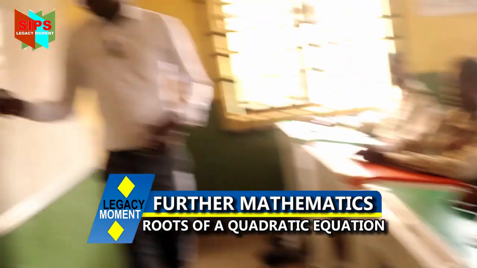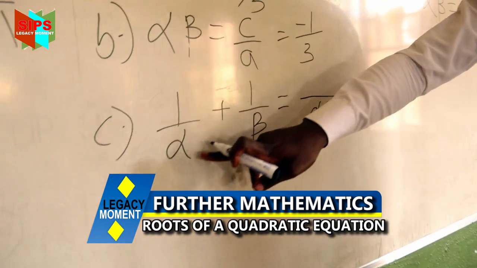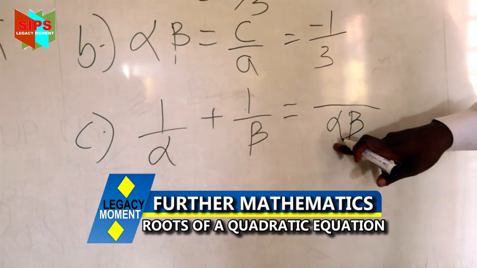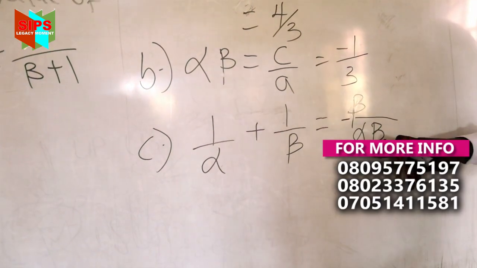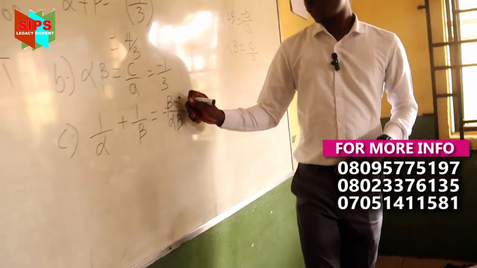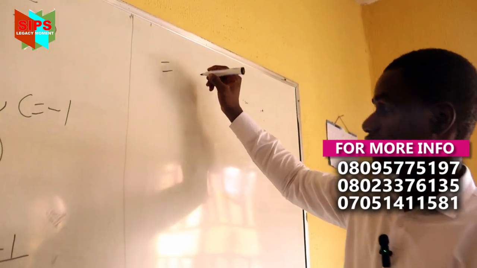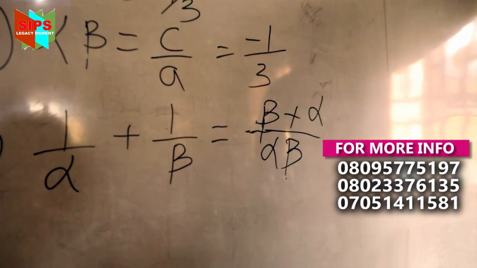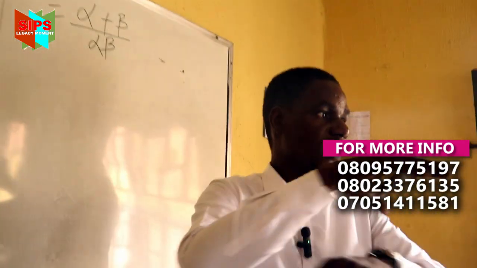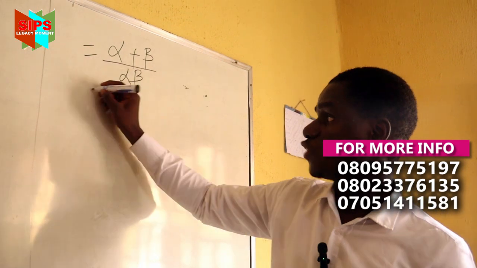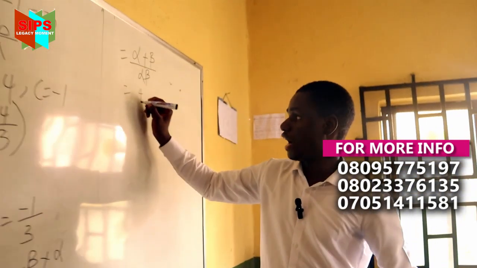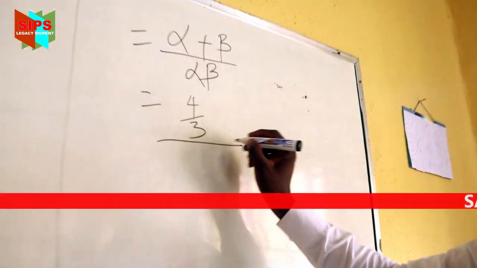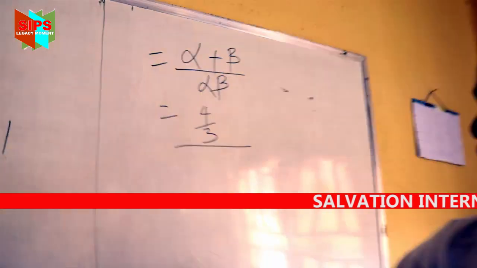Alpha beta. Then we divide alpha into alpha beta, which gives beta. Then beta into alpha beta, which gives alpha. Plus alpha. So what we have is, you can literally write that as alpha plus beta over alpha beta. This is addition, so you can literally interchange it. From what we've been doing, alpha plus beta is what? 4/3. So therefore we have 4 over 3 divided by alpha beta, and alpha beta is what?